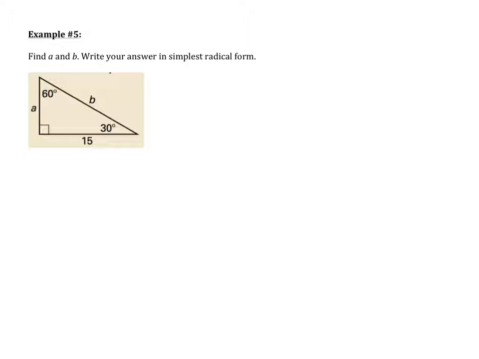So now we're on to example number 5. Find A and B, write your answer in simplest radical form. So that just means no decimals, and we want to break it down as far as we can. The first thing I notice is that I have a 30, 60, 90 degree right triangle. I also notice that I was given this side length of 15, which is across from the 60. So that means that this is the longer leg.